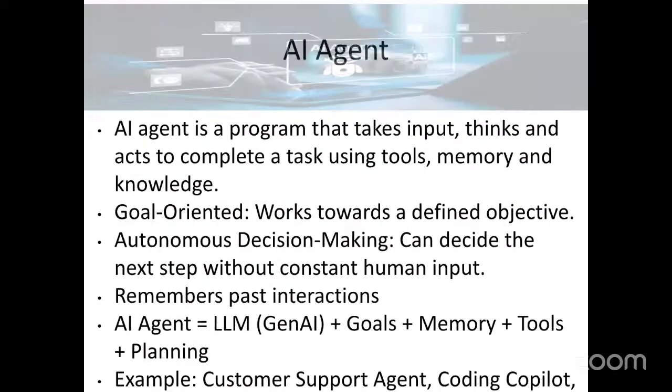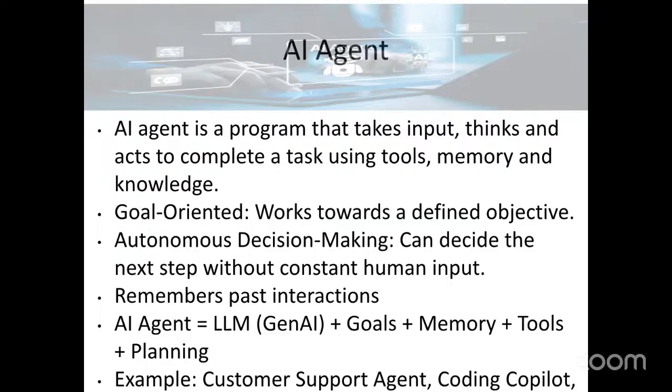Okay. Next is the AI agent. Before going to agentic AI, we have to understand what an AI agent is. We have seen generative AI, which was able to generate the output. An AI agent is a program that takes input, thinks, acts, and completes a task using tools, memory, and all that. It is a program that takes input, thinks, and gives me output, and side by side it uses something like a tool, memory, or knowledge. So this is one simple agent.